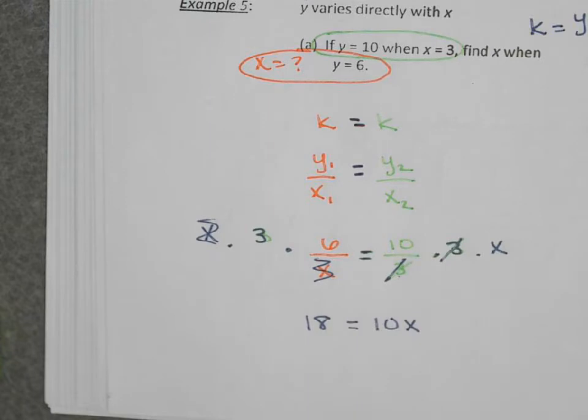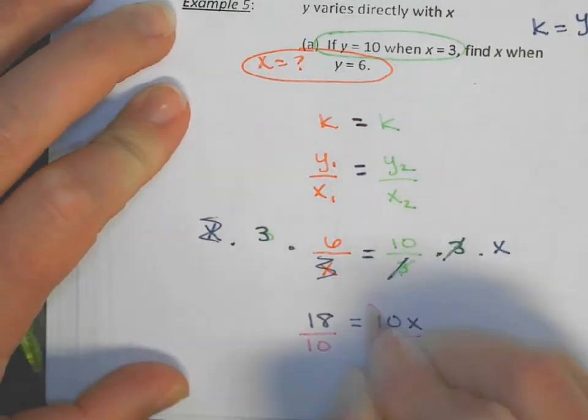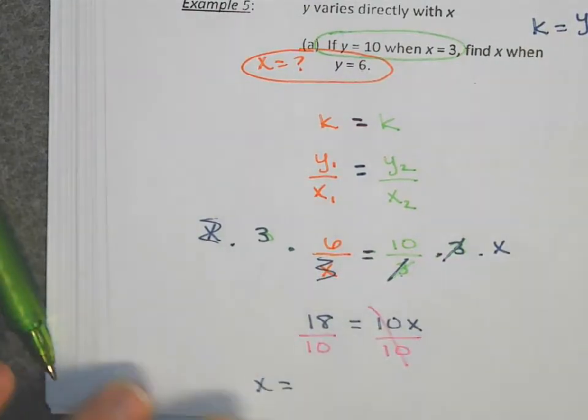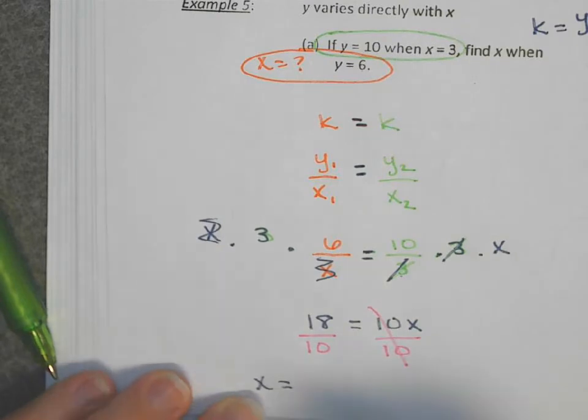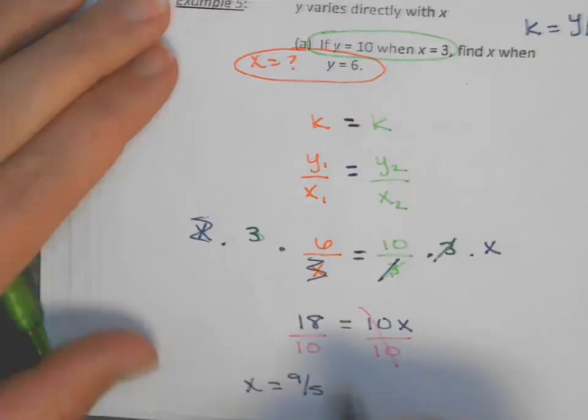How do I get x alone though? I'm still looking for that x. Divide both sides by what? Divide both sides by 10. My 10s go away on this side. And I get that x is equal to 18 over 10. That can be reduced. What number goes into both 18 and 10? 2. Okay, so 9 over 5. 9/5. And that's our answer. That's our end.